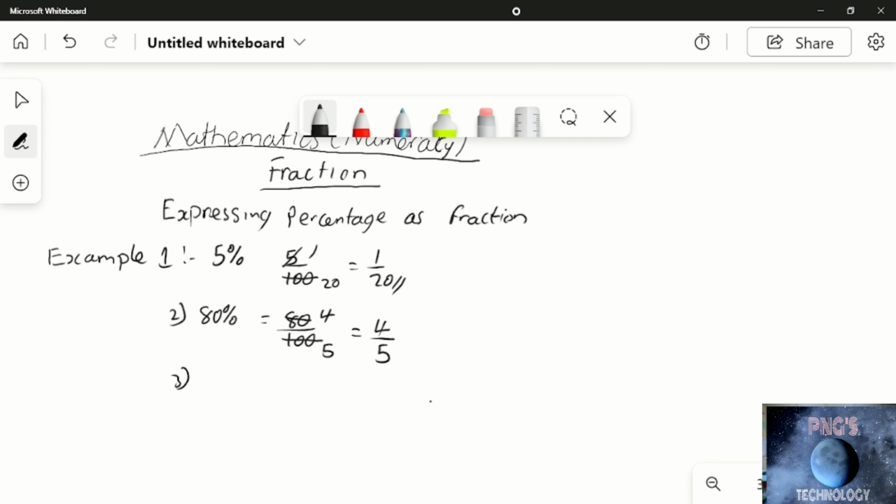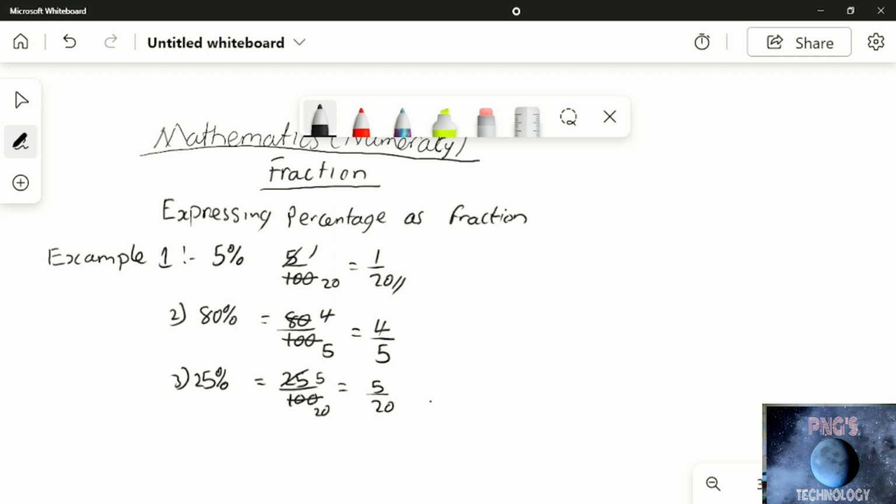So let's take another example. Let's assume we're given 25%. So in 25%, we'll say this is 25. Remember, percentage is over 100. Over 100. So let's use 5 because I'm very sure that 5 will go in 25 completely. So 5 in 25 will go 5 times. 5 in 100 will go 20 times. So our answer will be what? 5 over 20.